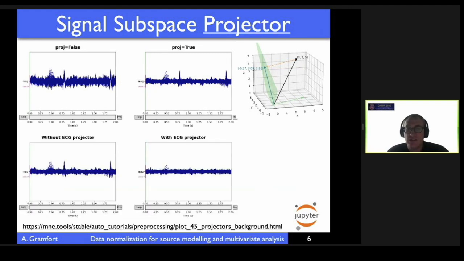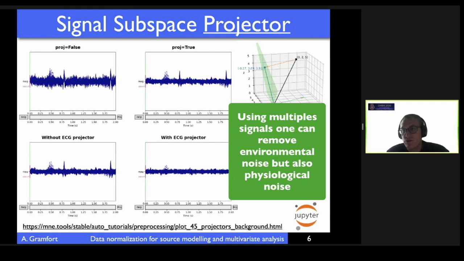And you can also do this with physiological signals. What you see here on the lower left is the heartbeat that appears. If I apply a projector, I can get rid of my heartbeat by just doing this linear combination of sensors. So again, what this shows you is that by using the fact that you have multiple signals, a multivariate data set, you can remove both environmental noise and physiological noise. At the bottom, you have a link to a page that you can visit in order to replicate these figures and learn more.